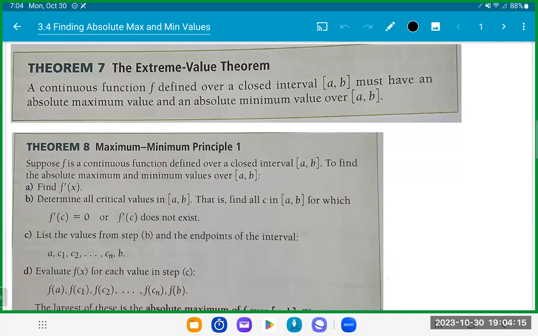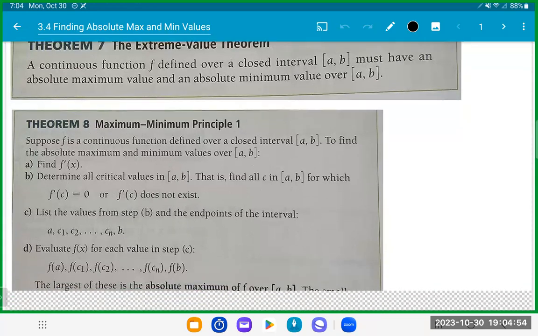Then we move into theorem number 7, where we're looking at the extreme value theorem. This is just saying that if you have a continuous function that is defined over a closed interval, and we know it's closed because of the brackets, and that interval goes from A to B, so any value from A to B, right? Those are where you are on the x-axis, then it must have an absolute maximum value and an absolute minimum value if we're going over a closed interval, okay?